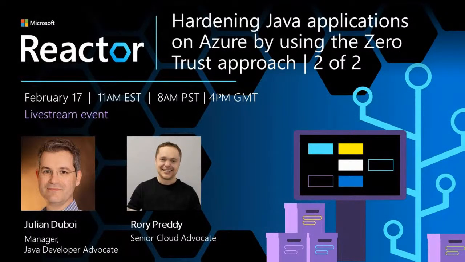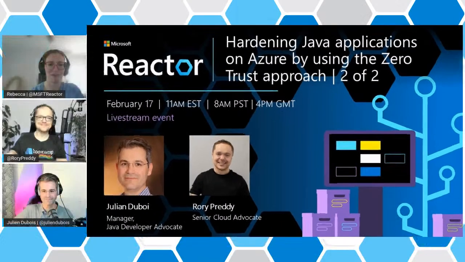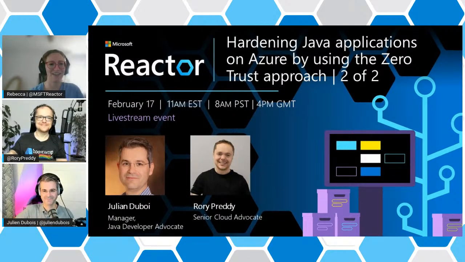So today's session, we are joined once again by Julian and Rory for the second part of a two-part series on hardening Java applications on Azure by using the Zero Trust approach. This session should run for about 45 minutes or so with time for questions. Let me bring my speakers up here on the screen.